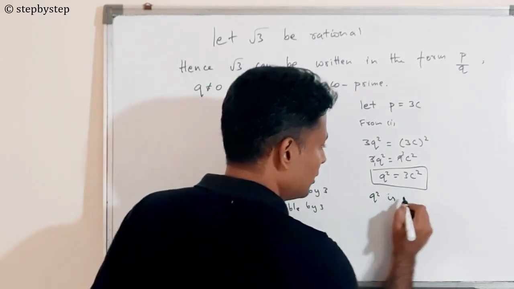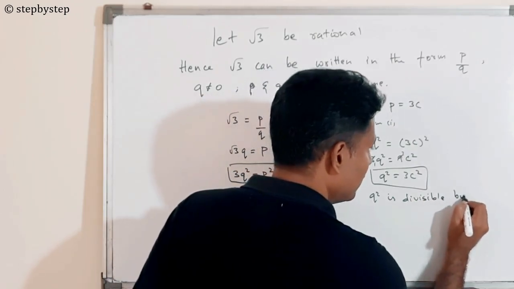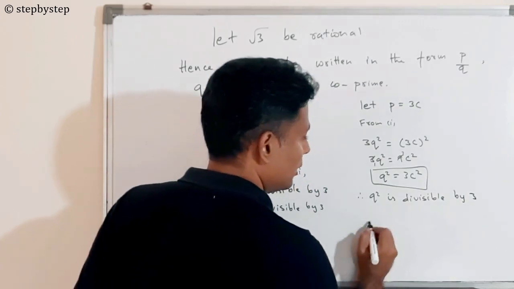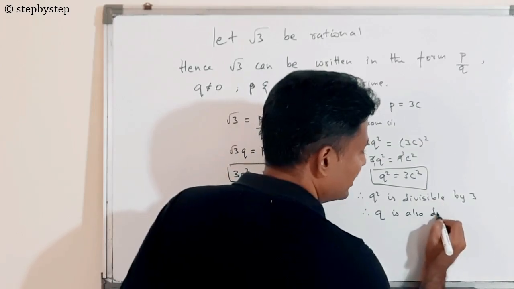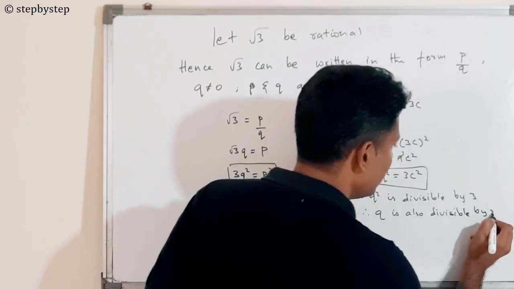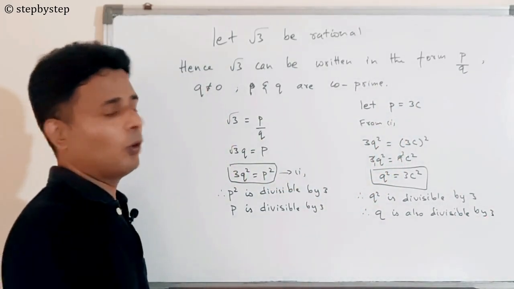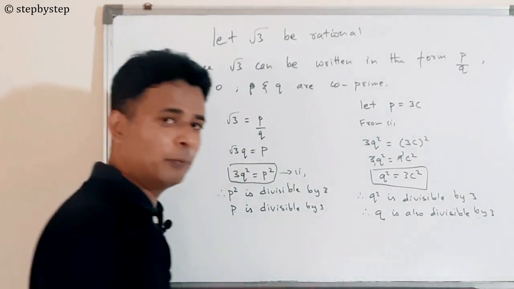Q square is divisible by 3. Therefore, Q is also divisible by 3. Now what do we have? P is also divisible by 3, Q is also divisible by 3.